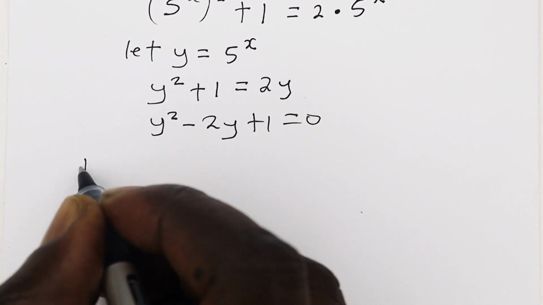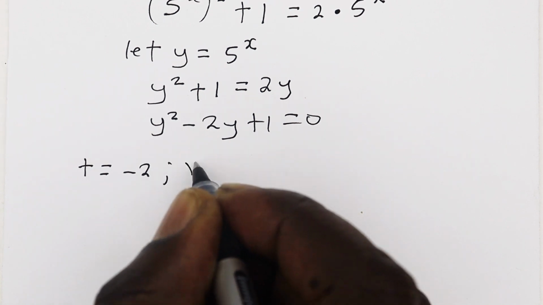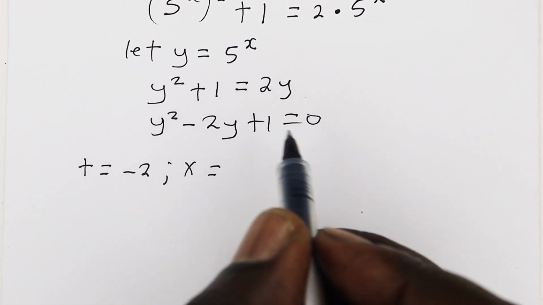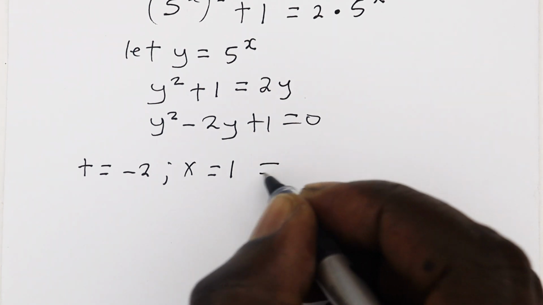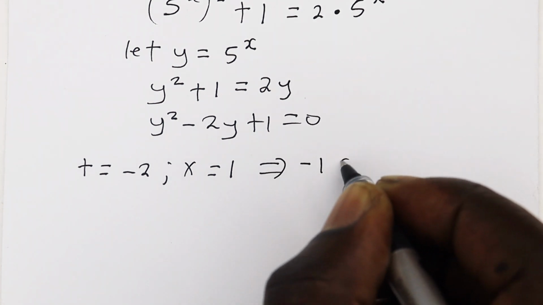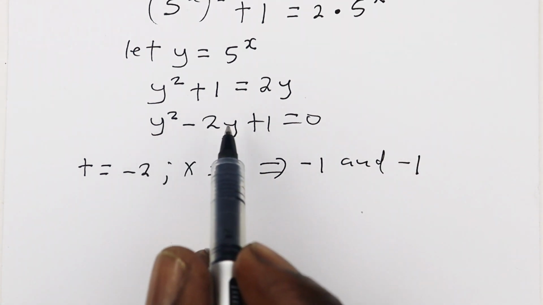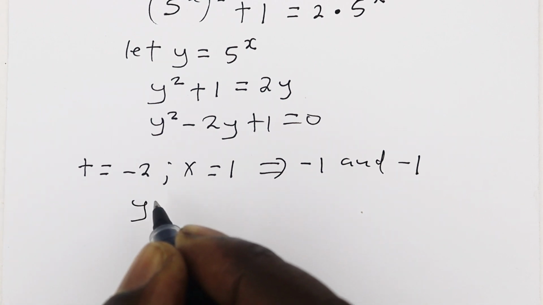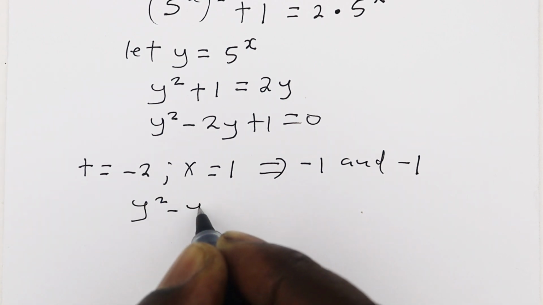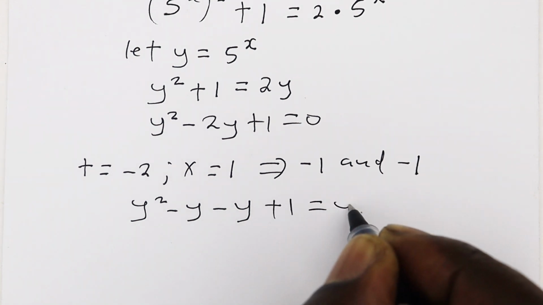So look for two numbers whose sum is the same as b, and b is negative 2. And their product is the same as a times c, that is 1 times 1, which is just 1. So you'll find that those two numbers are negative 1 and negative 1. So just rewrite this, split b into these two, so that you have y^2 - y - y + 1 = 0.